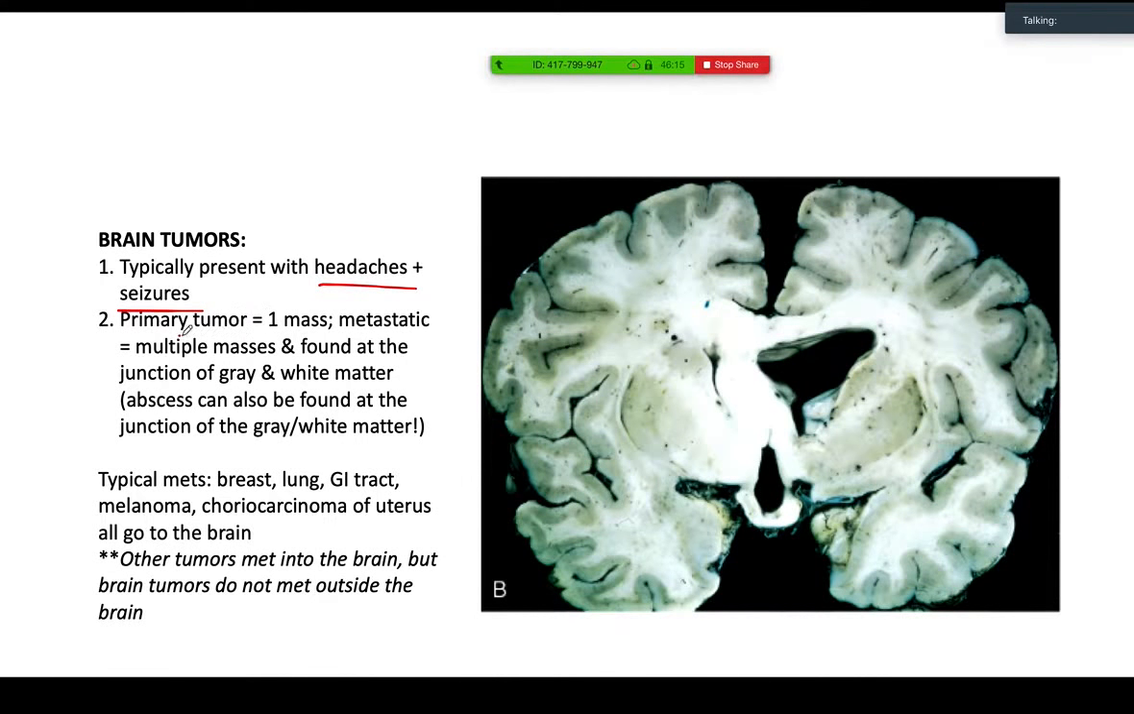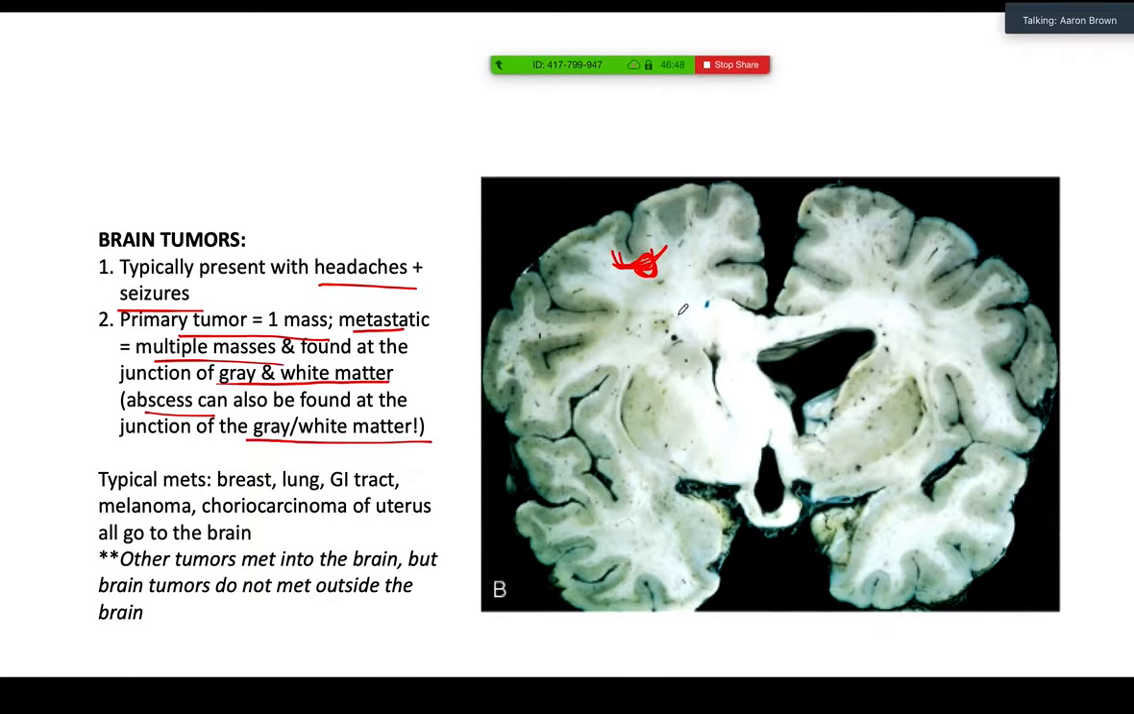All right. Primary tumor is going to be a single mass. Metastatic, we would find multiple masses, typically at the gray and white matter. And we also talked before, remember that abscesses can also be found at the gray-white matter. So, this border here, I want you to really think about there being a lot of small capillaries there. And that's how you're going to remember any kind of bacteria, emboli that are going through the blood. This is where they're going to kind of get stuck into those tiny capillaries and where an abscess would start to form, at the border of the gray-white matter.